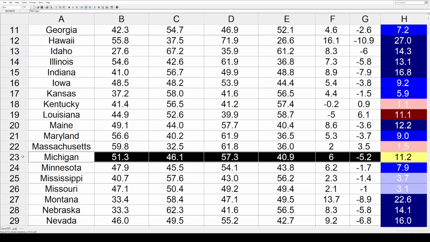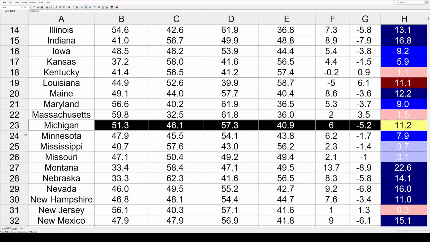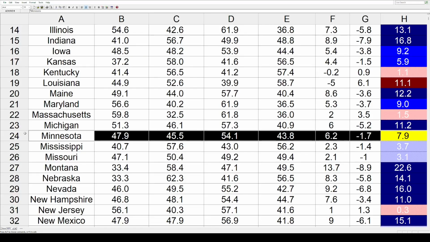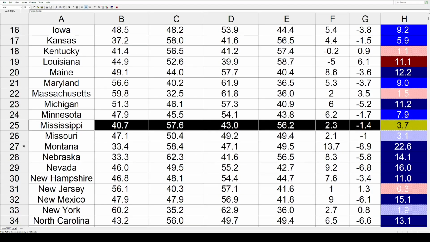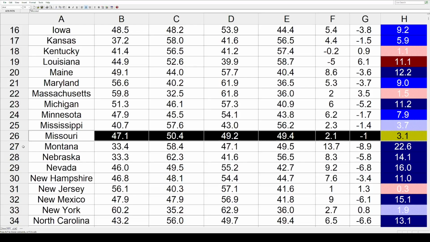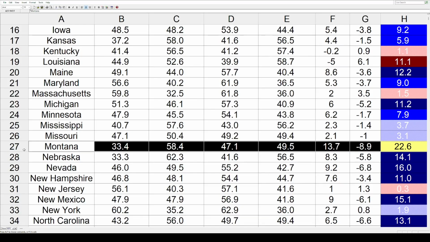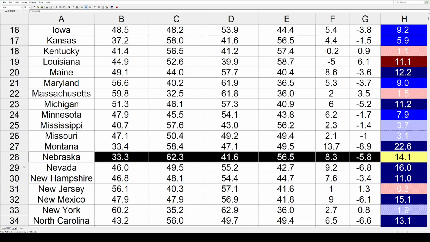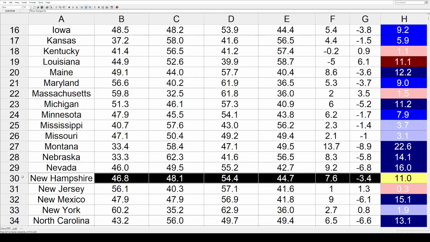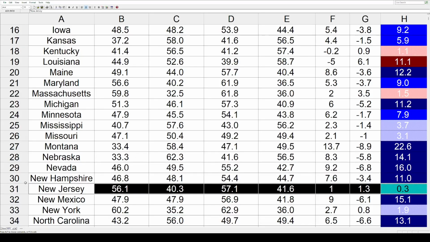And now we've got some more shifts toward the Democrats. First, in Michigan, that's 11.2. Minnesota, 7.9. Mississippi, 3.7. Missouri, 3.1. Montana, 22.6. Nebraska, 14.1. Nevada, 16. And New Hampshire, an even 11. New Jersey, another blue state.